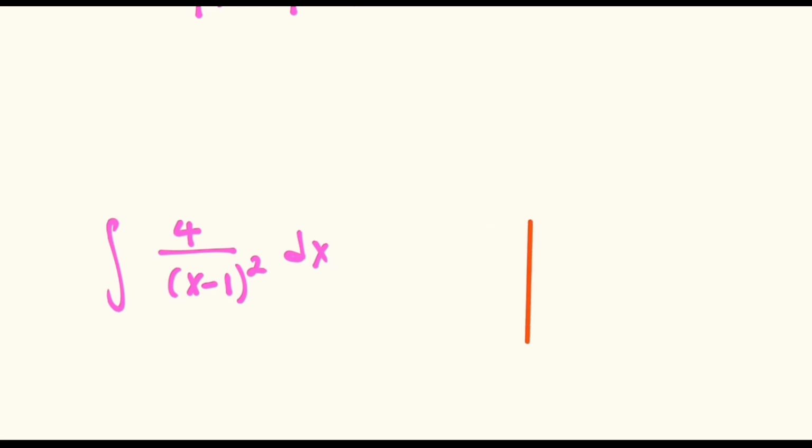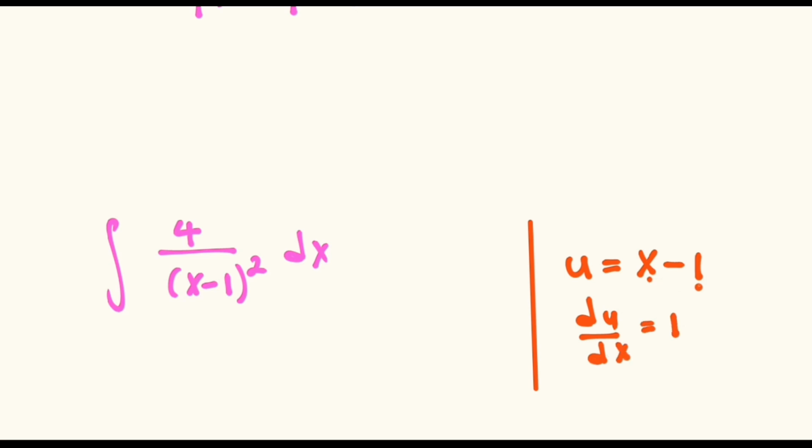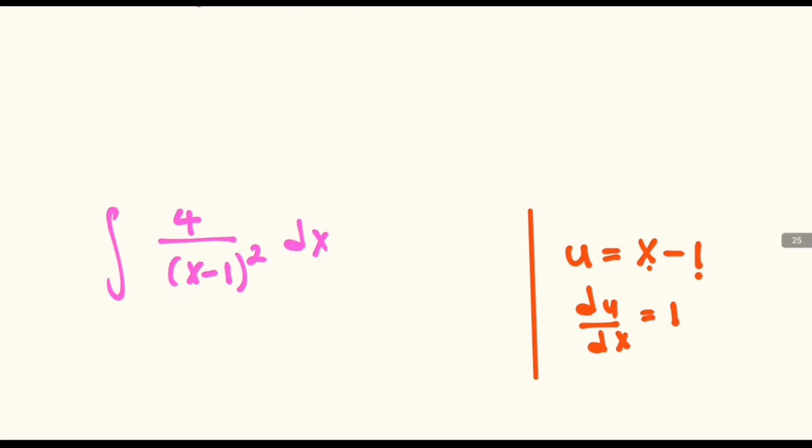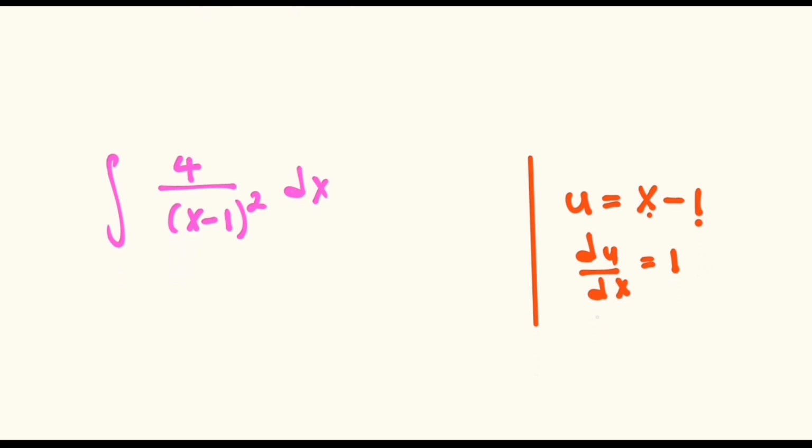We are going to let u be equal to x minus 1, and the derivative of u with respect to x, the derivative of x will be equal to 1, and the derivative of negative 1 will be equal to 0. We multiply both sides of the equation by dx, and our du will be equal to dx.